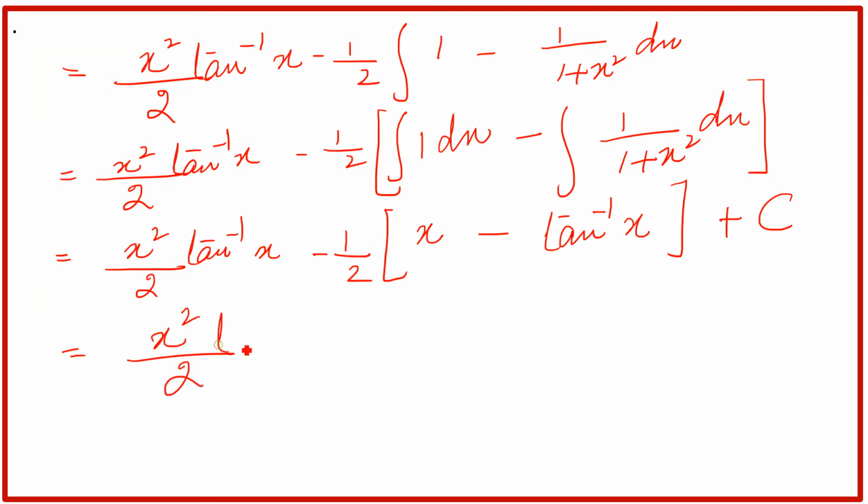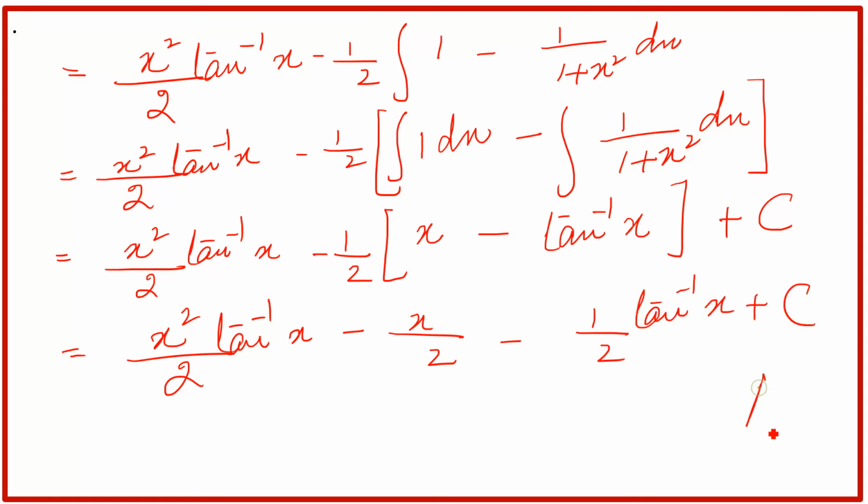Now we are going to multiply, so it will be x square over 2 tan inverse x minus x over 2 plus 1 over 2 tan inverse x plus c. This is the answer.